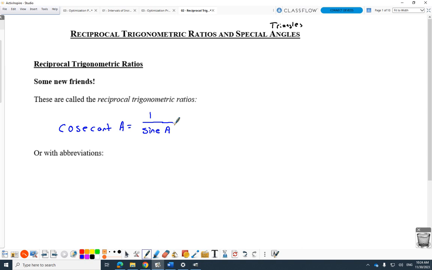Then secant of an angle is equal to 1 over cosine of the angle. And then finally, cotangent of an angle is equal to 1 over the tangent of that angle.